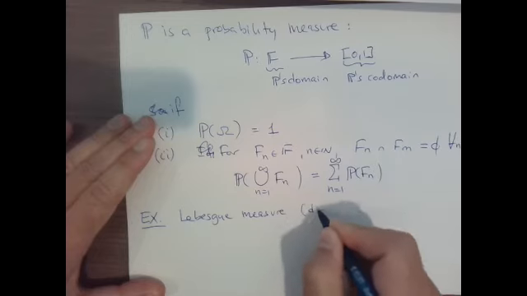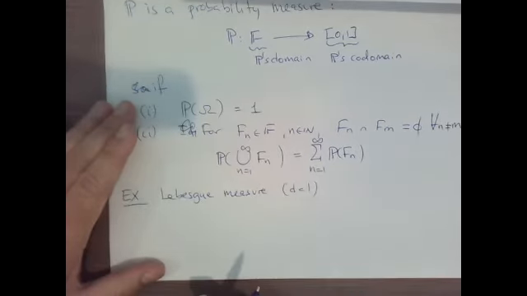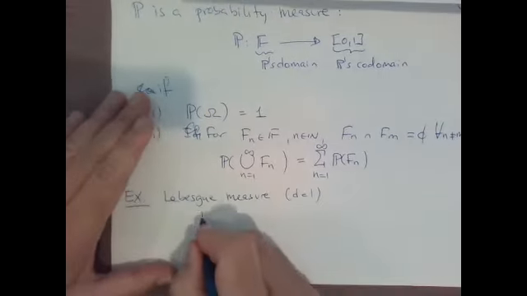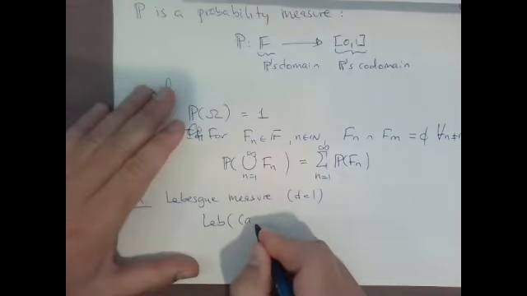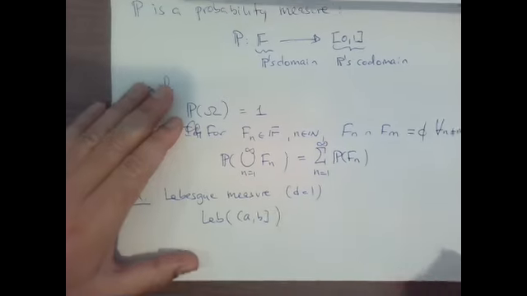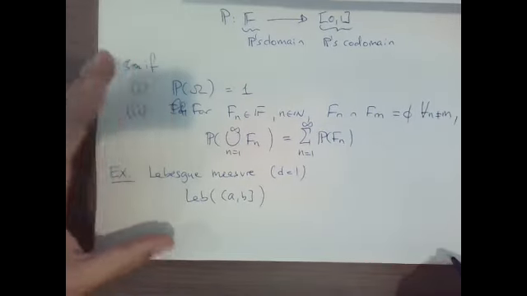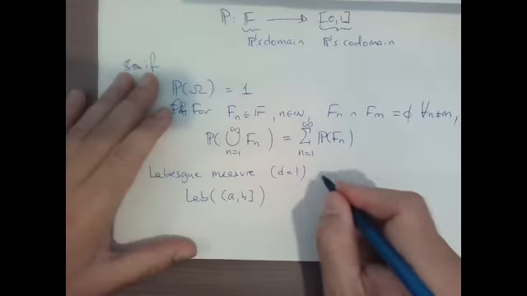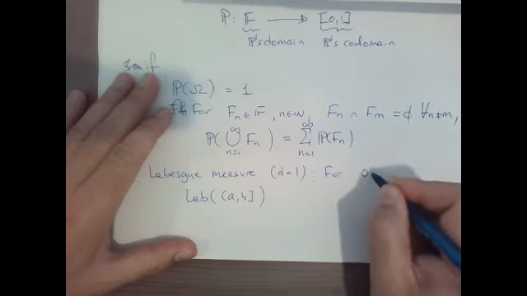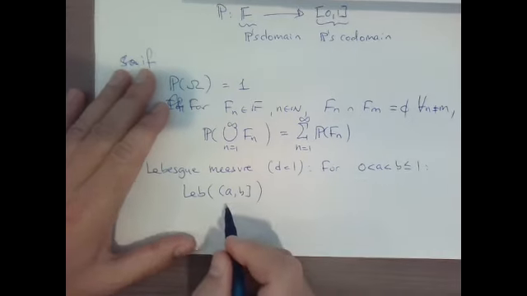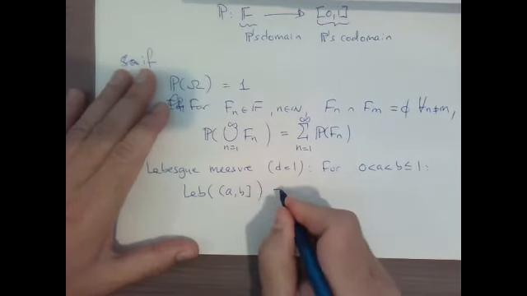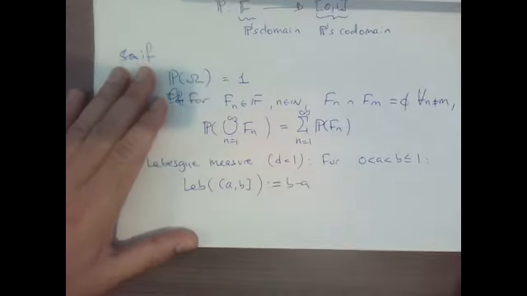And let's write it down in the first case. If I look at the Lebesgue measure of, say, an interval A to B, so for (0, A], the Lebesgue measure is going to be B minus A.